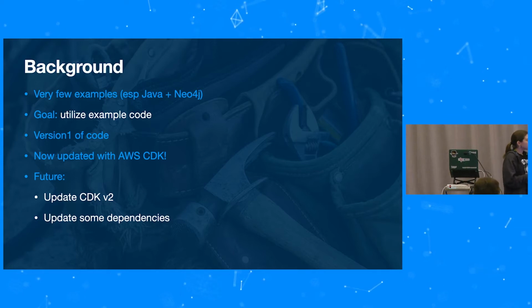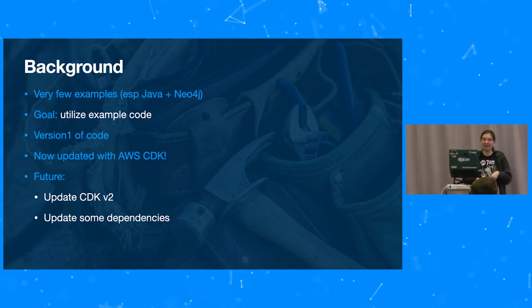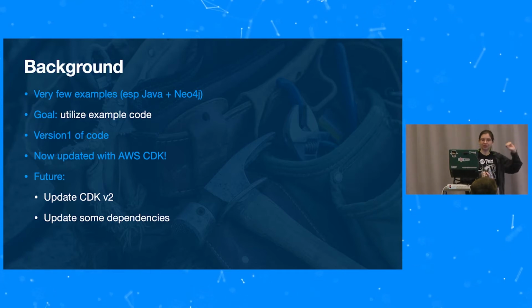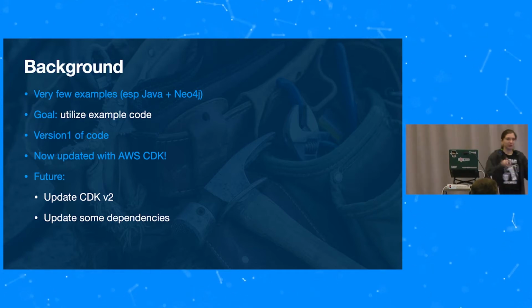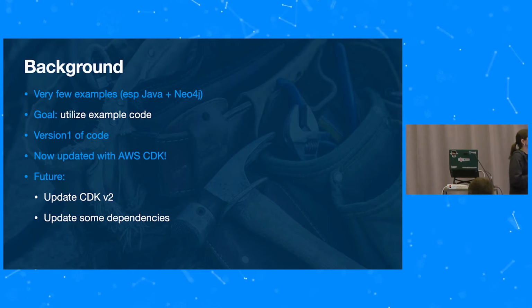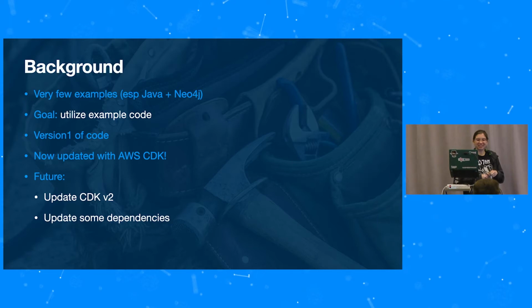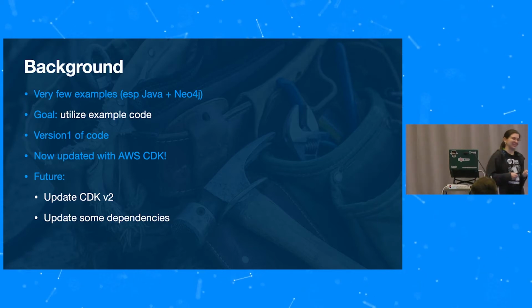So now with the AWS CDK, I have a rendition that's been updated. I still have the older code out there if you're interested in that, but the newest, latest, greatest thing uses that CDK. And of course, there's always more to do, right? I noticed last week that there's an update to the CDK.